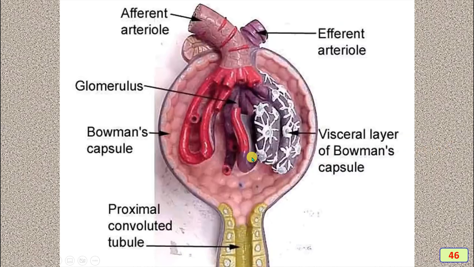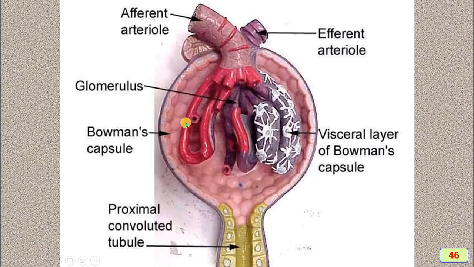It has a very specific structure, and here you can see the afferent arterioles. So they are going to supply the blood to the kidney, and efferent arterioles are taking the blood out of the kidney, and finally they join to the vena cava. Then the glomerulus is a filter-like structure, and this entire structure is called the Bowman's capsule.